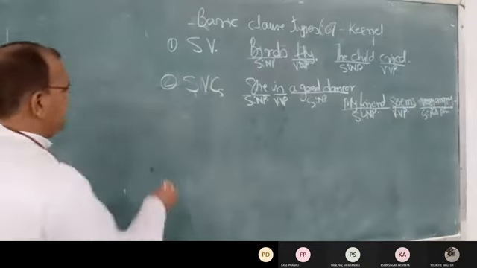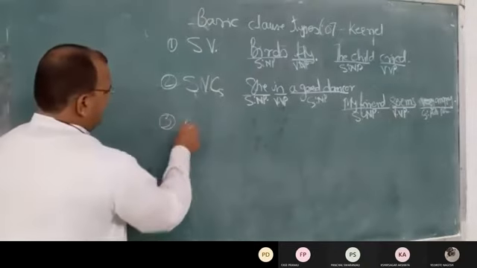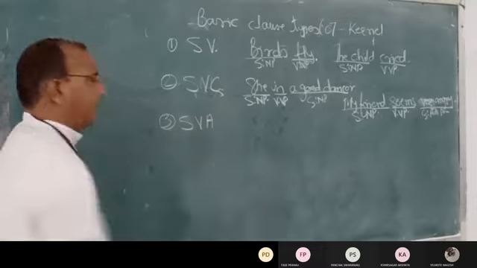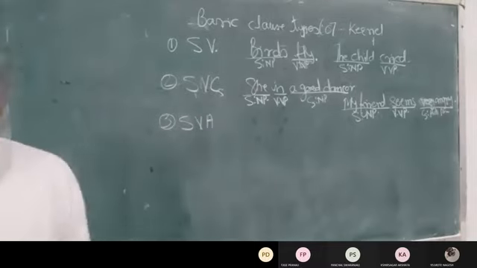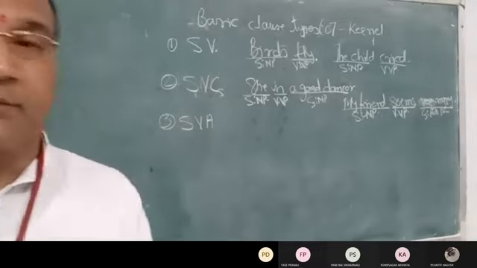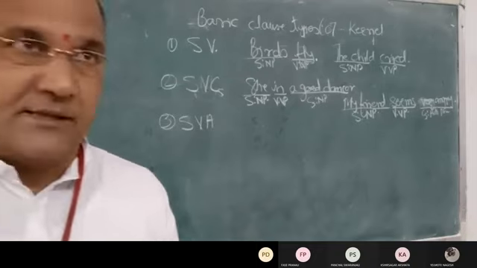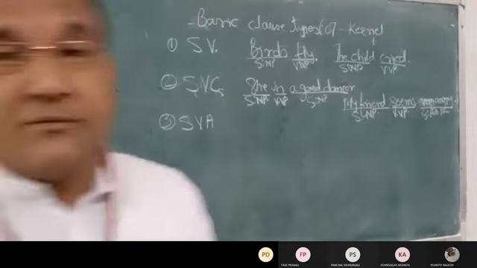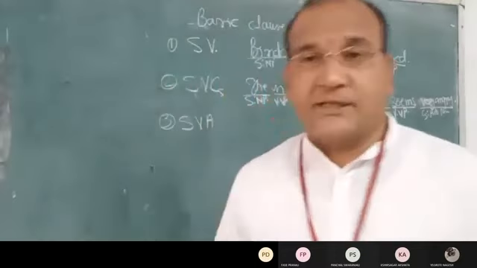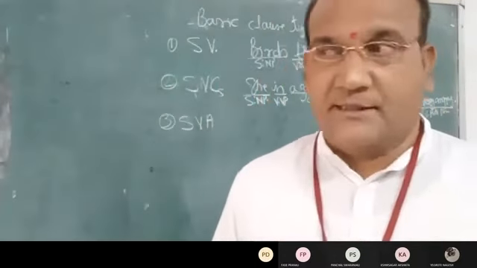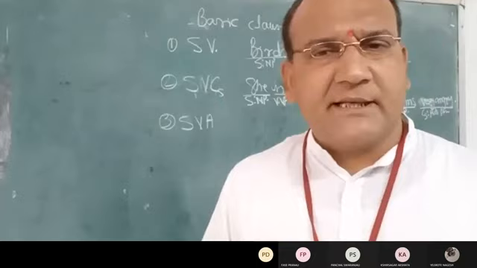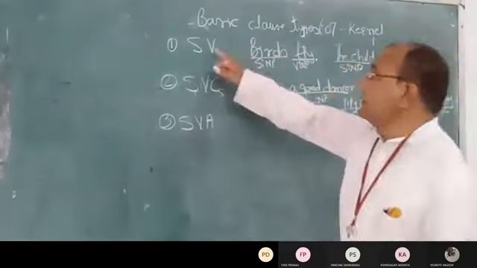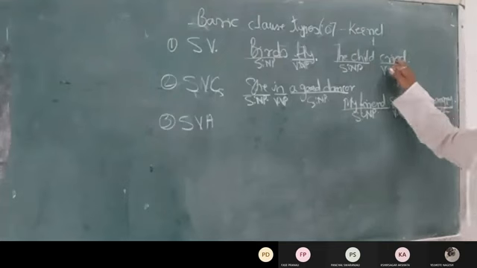The type is SVA: subject, verb, adverbial. Now, these adverbials are optional elements. They may be there in the clause, or may not be there. Like this: the child will cry.